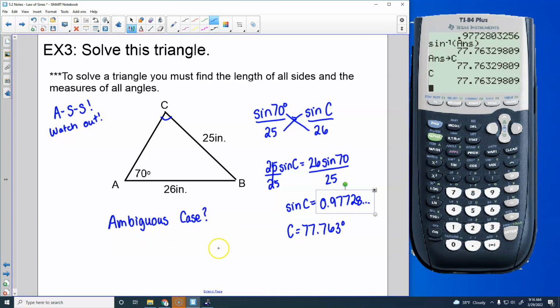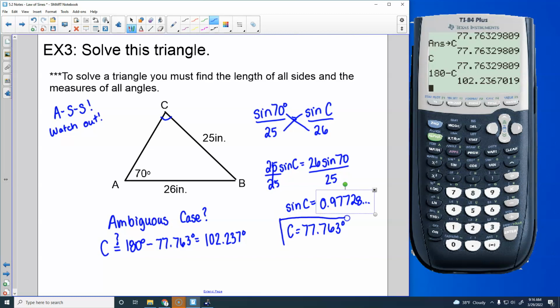To do that, I'm going to take 180 degrees and subtract the 77.763 degrees. This is C, possibly. I'm going to put a question mark there. So if I do 180, and since I've stored it, right now I could just do second answer, but I could also, since it's stored, do 180 minus C, and it'll subtract for me there. So I get 102.237. So you don't have to test C. We know C is correct. It's the first C that we got, right?